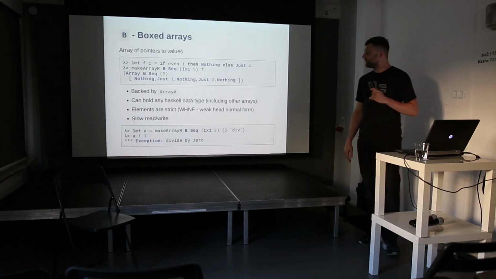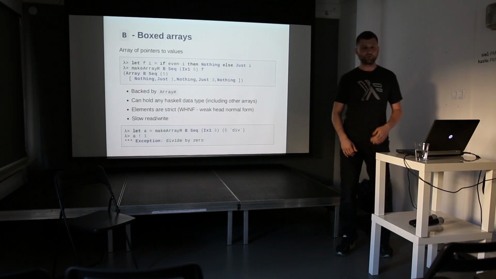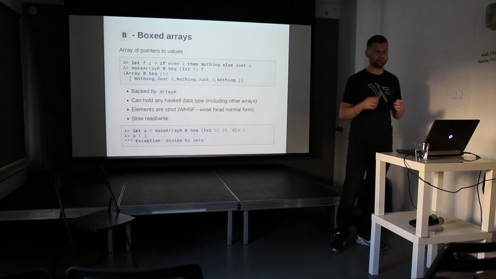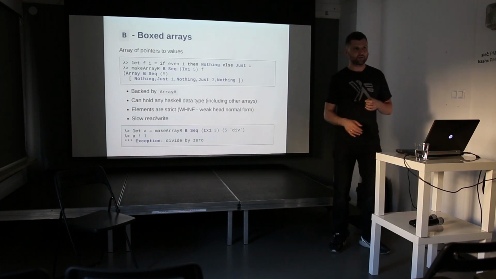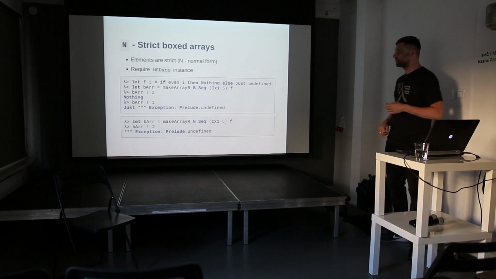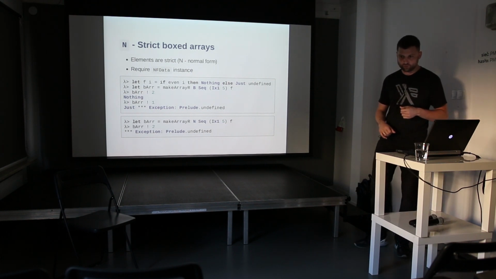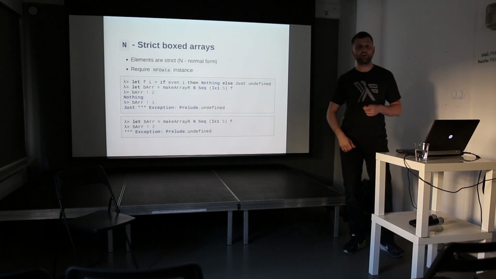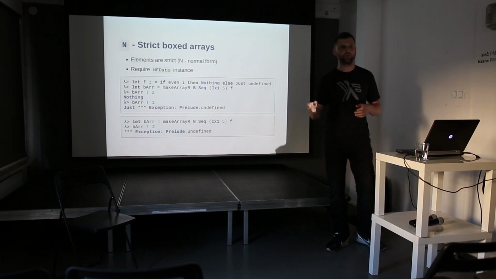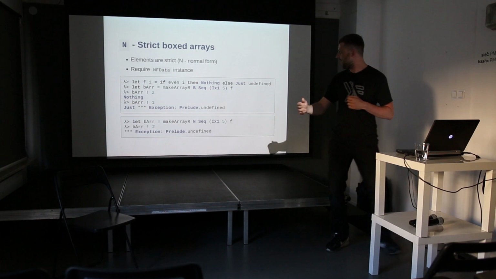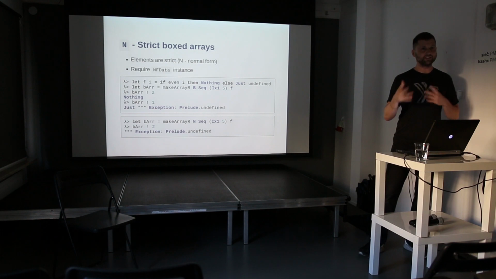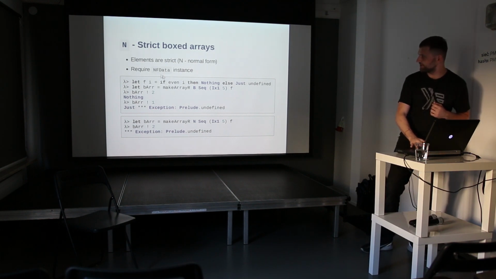Now, if we try to create this in parallel, all it's going to do is create a bunch of thunks, and it's not a real parallelization. For that, there is an N representation which stands for normal form, which means every element will be evaluated all the way down. Whenever you create an array, every single element will be evaluated up to an NFData class instance. That's the requirement.